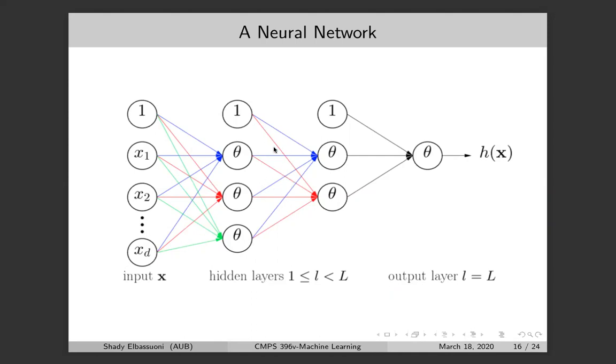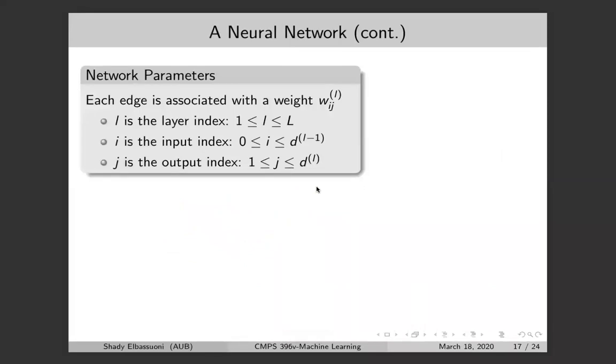Let's see the second layer. This is W0, 1 of layer 2. The red one here is W1, 2 of layer 2, because I'm going into neuron 2 of layer 2. This is W3 of 2, of layer 2, and so on. So L is the layer index, I is the input index, and J is the output index.